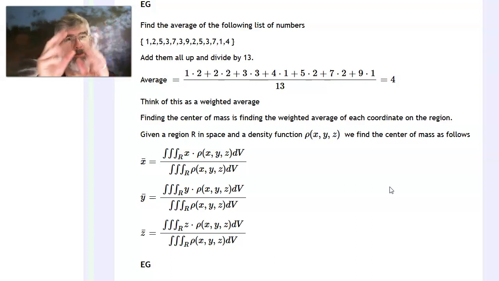Whatever region you have, you cut up into a bunch of little rectangles. These little rectangles have volume dV. If you multiply that volume by the density function, then you get a little bit of mass. And now I'm multiplying it by x because I want to find the average x value. So I'm looking at this integral right here in the numerator.